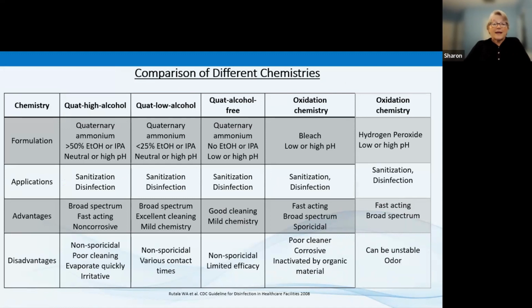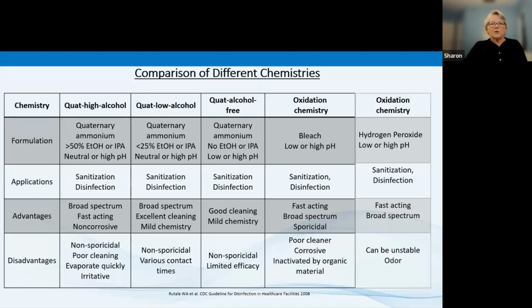All right, so the quat high alcohol, it has a broad spectrum of activity. It's fast acting. It is non-corrosive. It's non-sporicidal. And although alcohol is an excellent disinfectant, it is a terrible cleaner. High alcohol can actually fix proteins like blood to surfaces, making them more difficult to clean. Alcohol can also evaporate quickly, sometimes even faster than the listed contact time. Alcohol is flammable and it can be irritating.